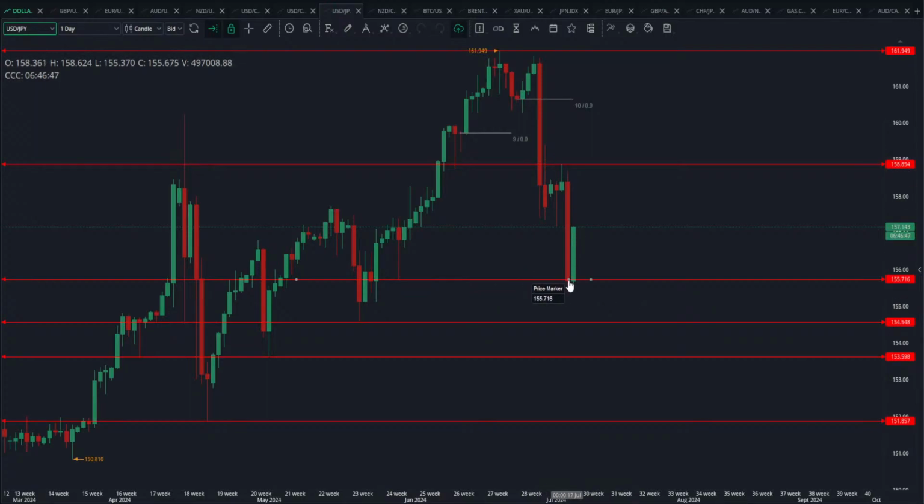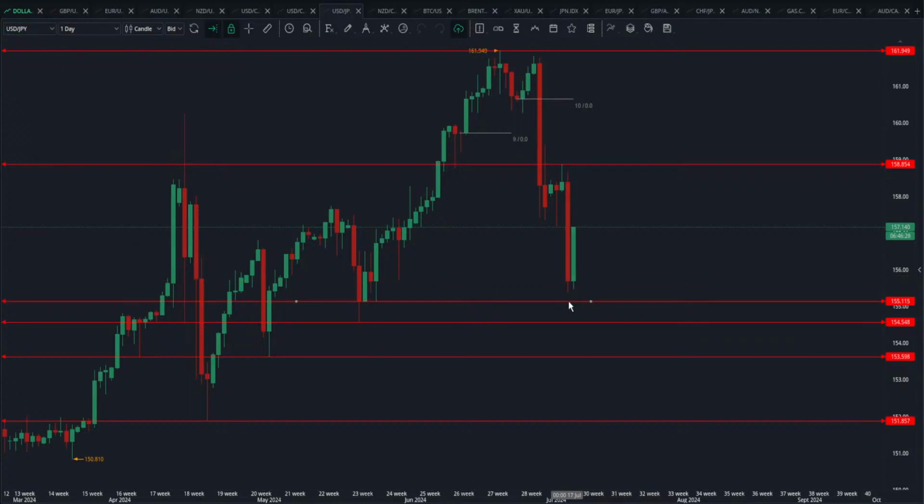USD JPY, well, bounced off from these lows. Some might think that, oh, there's buying in the USD JPY. No, there's no buying. This is a potential retracement for these lows, before it heads back. I'm expecting a sell off again in the USD JPY in the coming time.